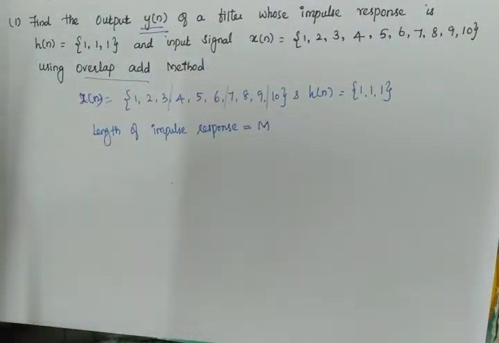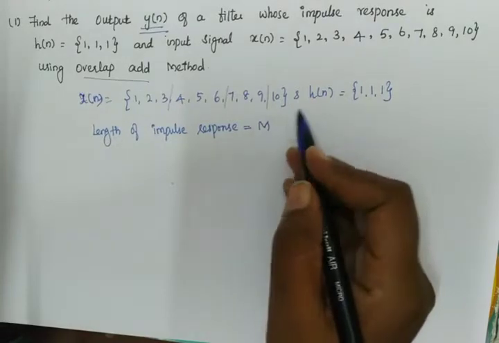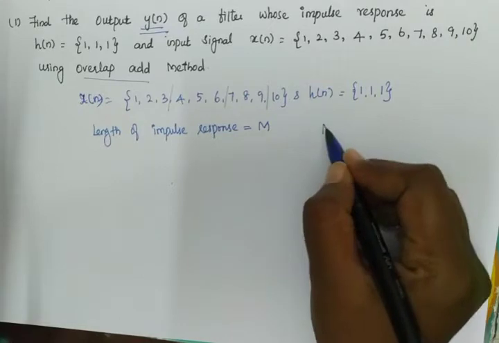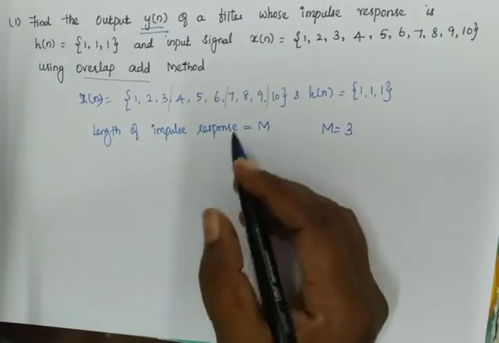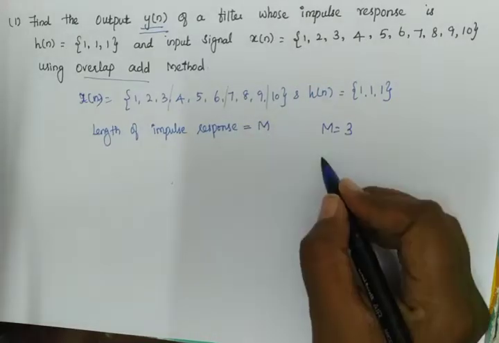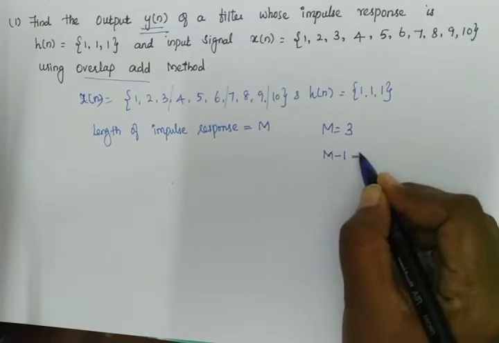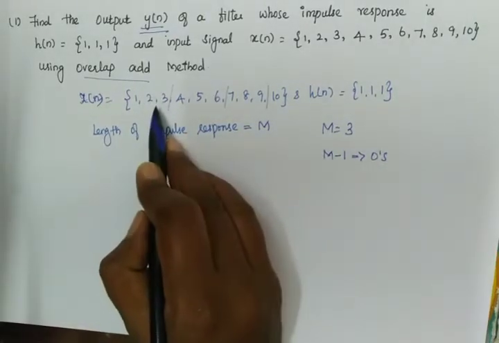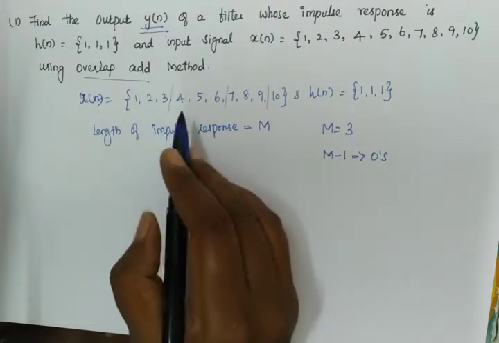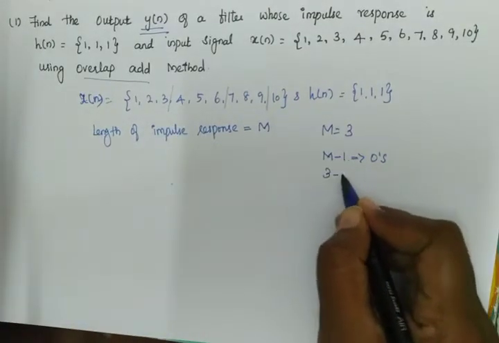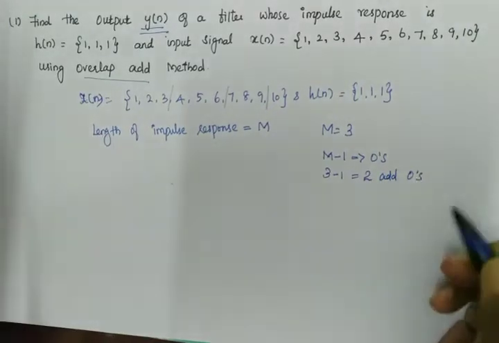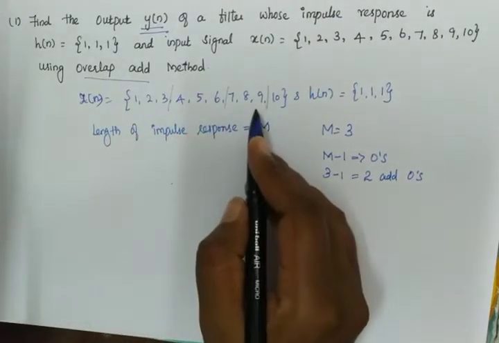So how much is it possible? We can split this into 3. Here h of n has length m, so we know that m is equal to 3. After this, we have to add m minus 1 zeros to this divided data. What is m here? m is 3, so m minus 1 is equal to 2. So we have to add 2 zeros to the divided data.